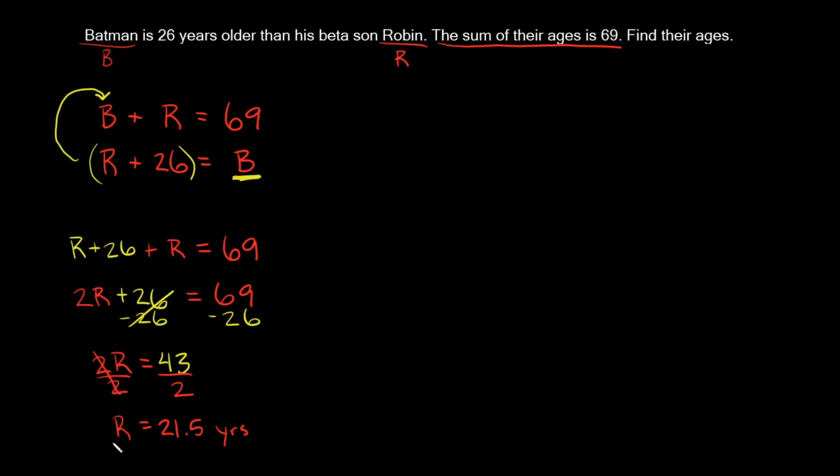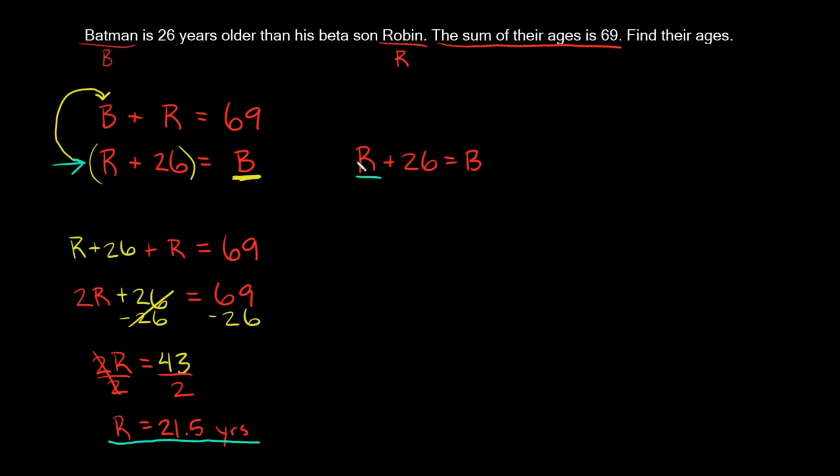Now, how do we figure out Batman's age? Well, all you have to do is, since we know what R is equal to now, right? It's equal to 21.5. All you have to do is plug in 21.5 for R in either one of these equations. Doesn't matter which one. Let's just use this second equation, okay? R plus 26 is equal to B.